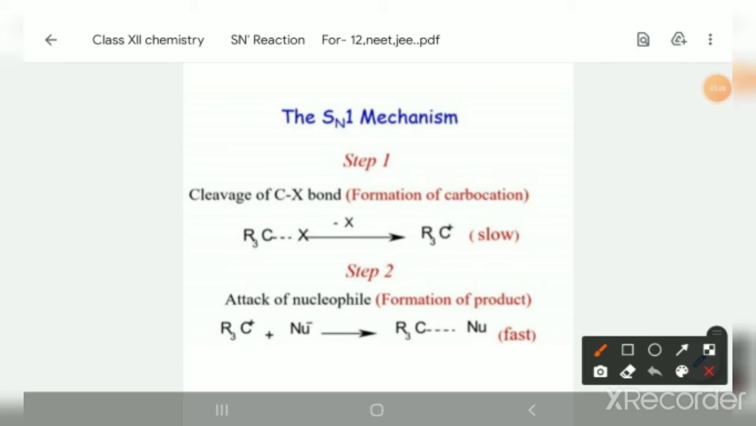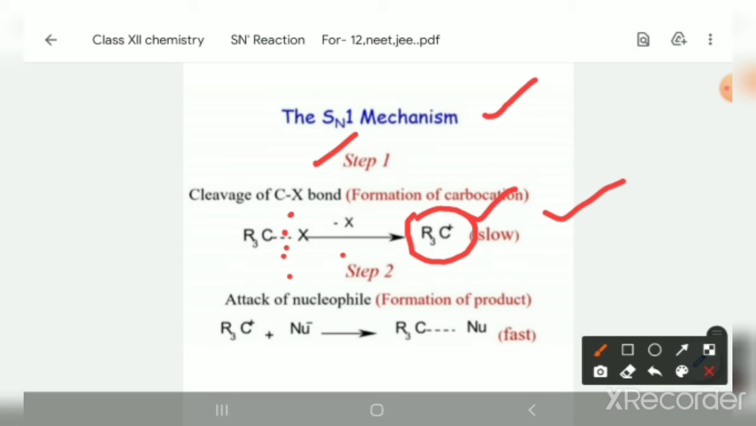See here, SN1 reaction is completed in two steps. In step 1 dissociation takes place, यानी कि the bond between carbon and halogen will break and form the carbocation. You know, this carbocation is unstable, comparatively this is stable. That is why going from stable to unstable, the reaction will be slow.